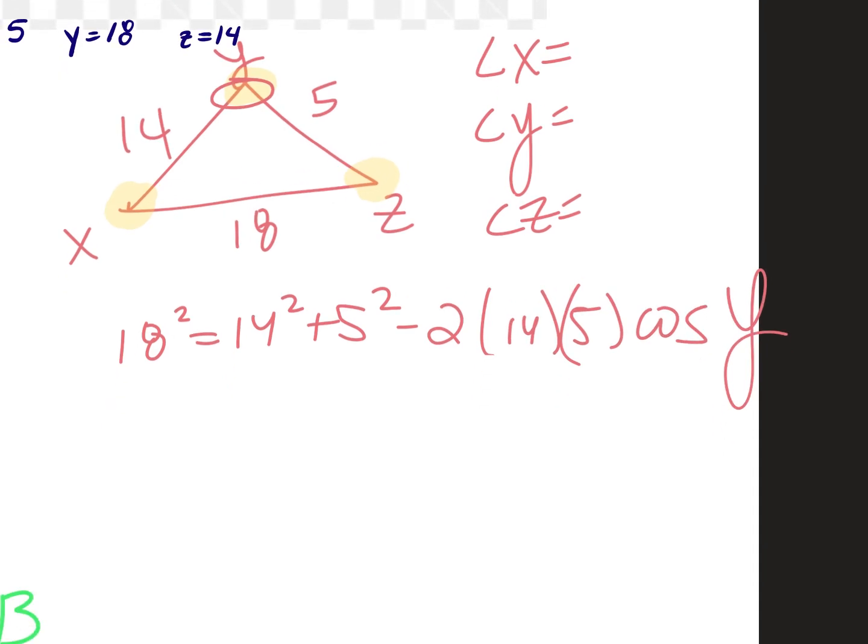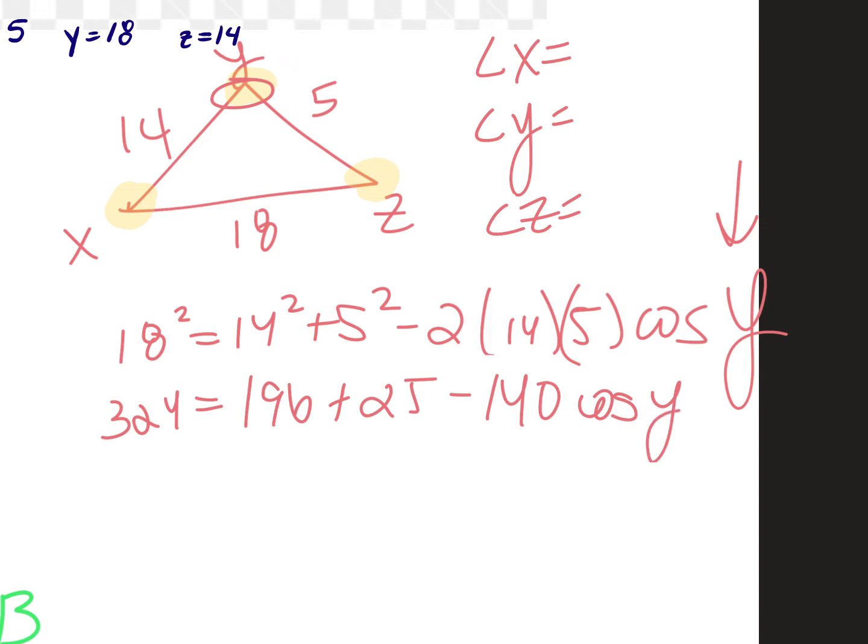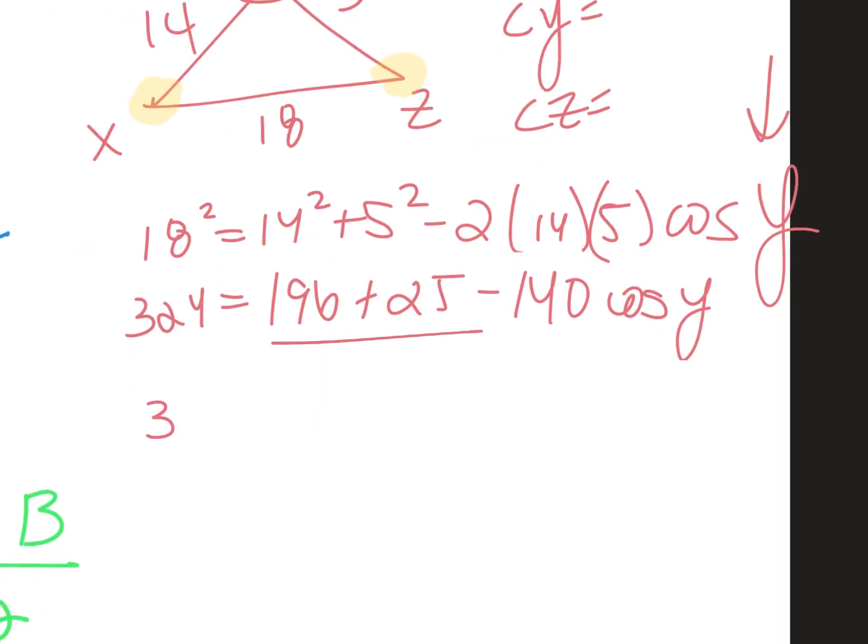Now, guys, the whole right side of your problem, you cannot do in the calculator because this is a variable. So you have to do this in parts. What is 18 squared? 324 equals, what's 14 squared? 196 plus 25 minus, what's 2 times 14 times 5? 140. And I have cosine y. I can add these two together. What's 196 and 25? 221, okay. Minus 140 cosine y.